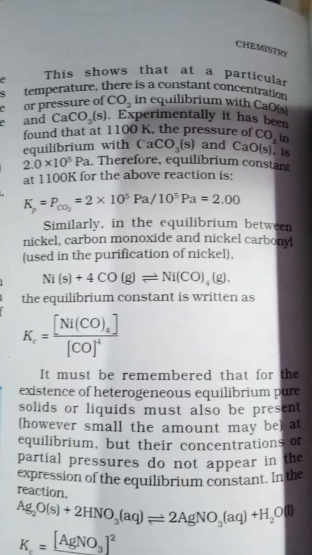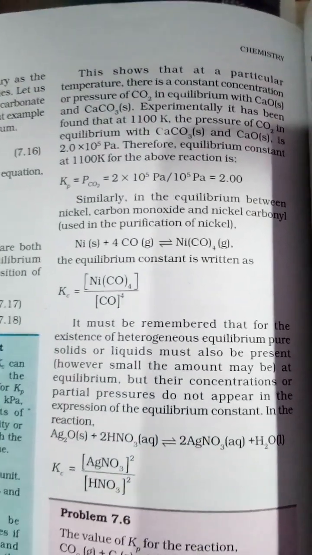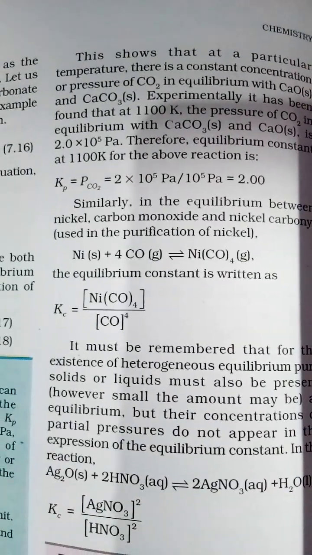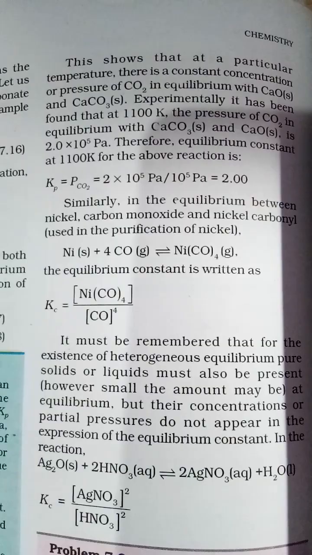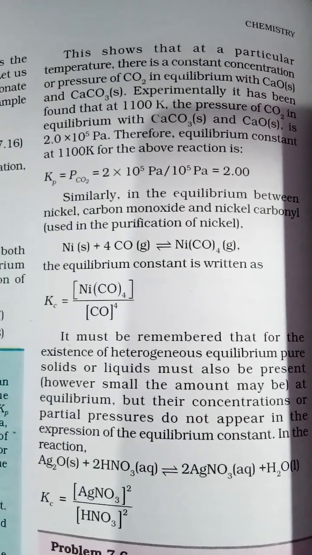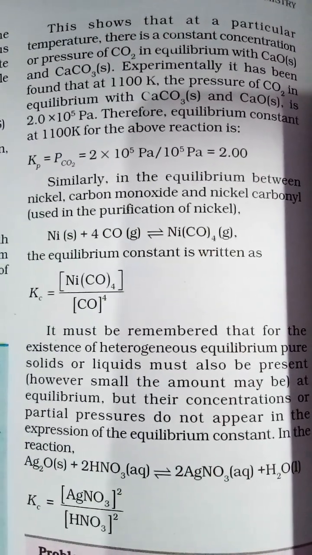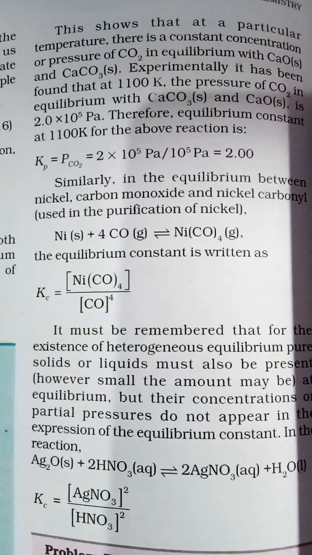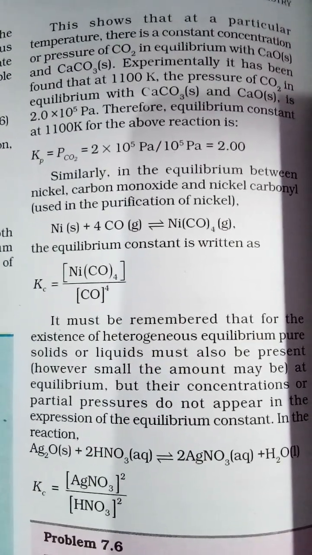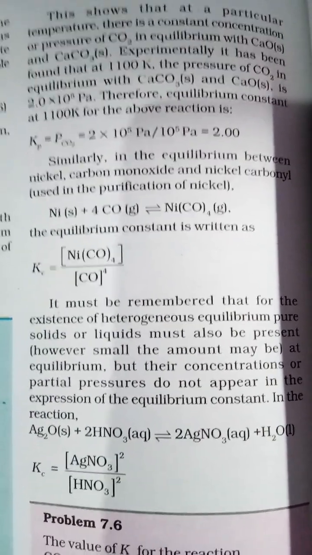This shows that at a particular temperature, there is a constant concentration or pressure of CO2 in equilibrium with CaO solid and CaCO3 solid. Experimentally, it has been found that at 1100 K, the pressure of CO2 in equilibrium with CaCO3 solid and CaO solid is 2.0 × 10^5 Pa. Therefore, the equilibrium constant at 1100 K for the above reaction is Kp = PCO2 = 2 × 10^5 Pa / 10^5 Pa = 2.